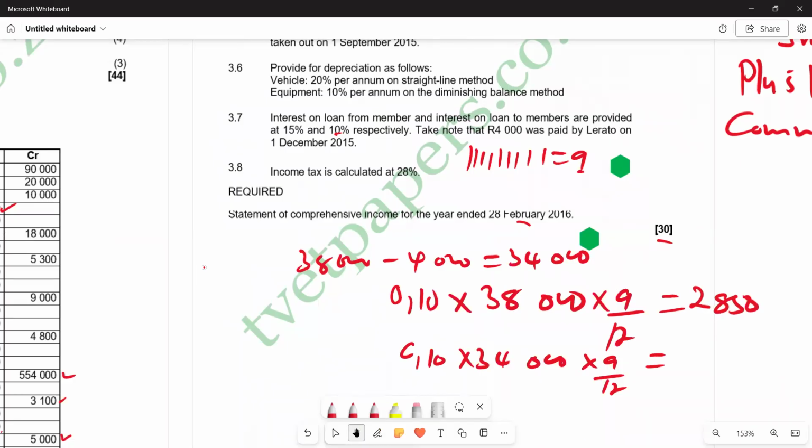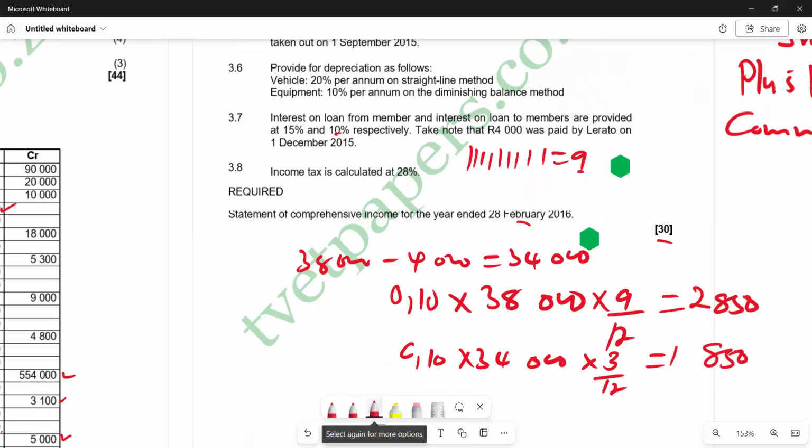We are saying 10%, which is 0.10 times 34,000. And then we multiply by, this is for the remaining 3 months. So here we have 3 months. And here we are saying 3. We're going to get 850. So here we've got 850.